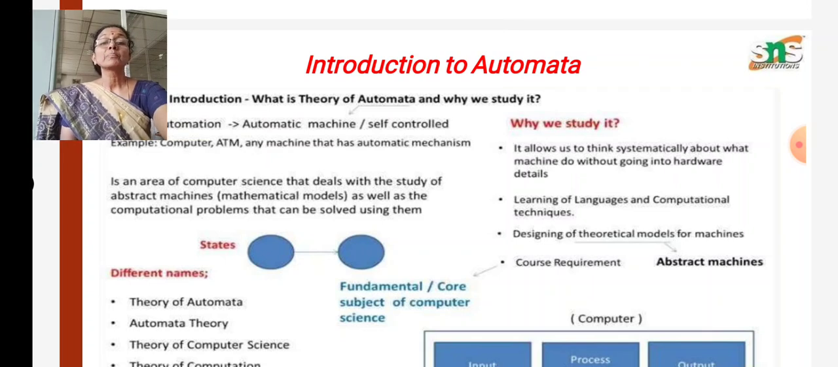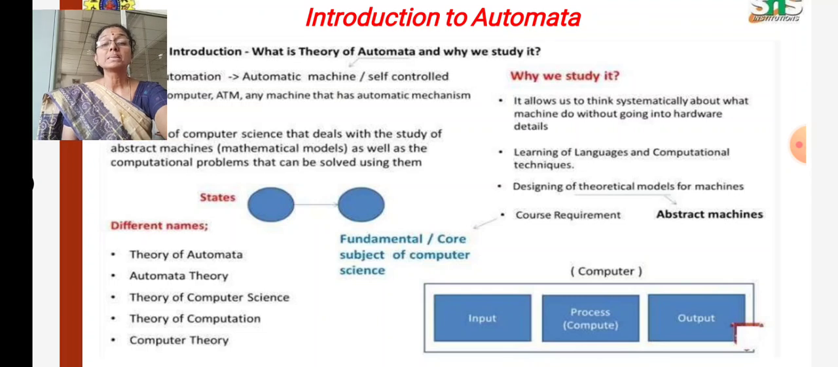That is an automata. Another name for automata is theory of automata, automata theory, theory of computer science, theory of computation, and computer theory. These are all different names for automata. In an automata, we have a set of states, and from one state we go to another state through some transitions. So this is an introduction to automata. We are going to learn about languages and the computational complexity of implementing an automata. That is what we have to know to implement a particular automata.